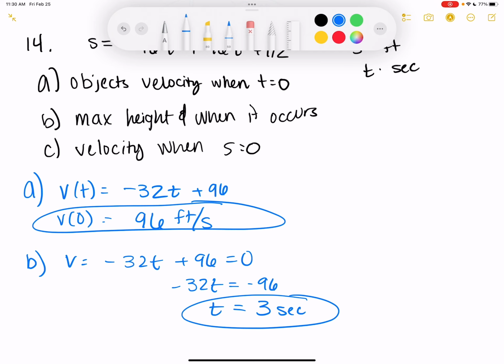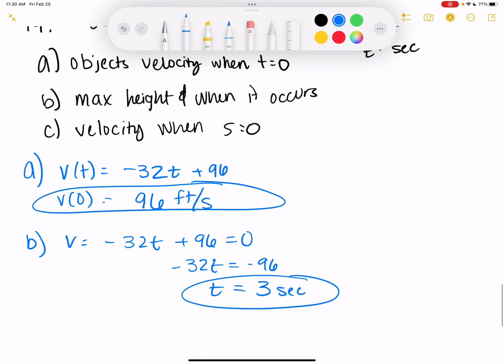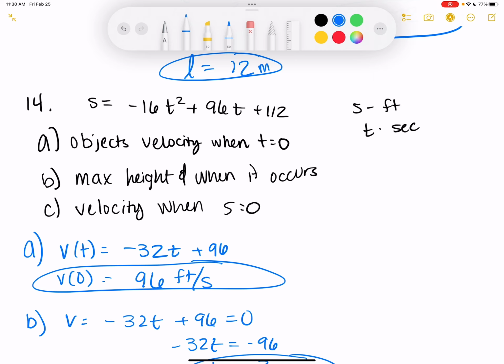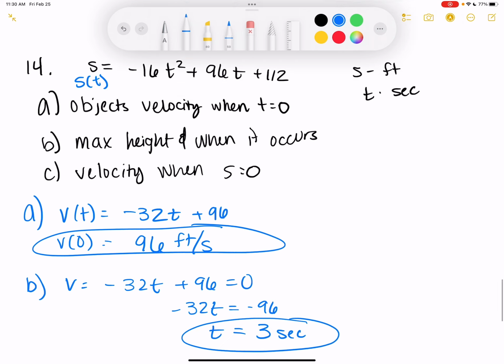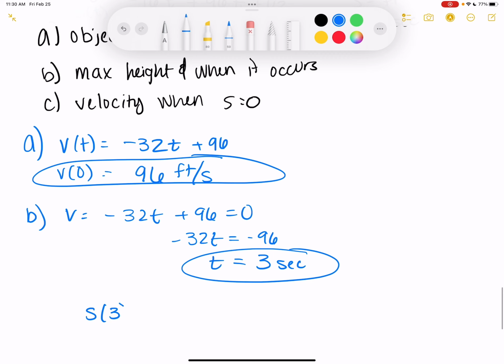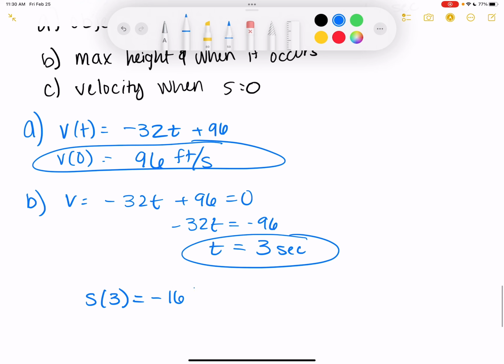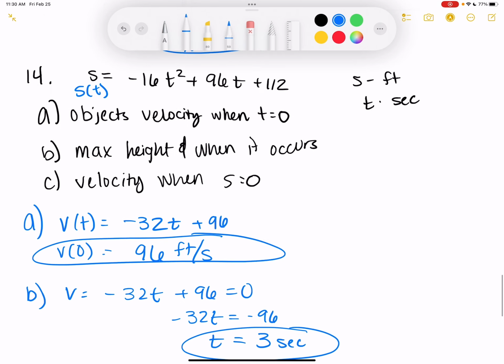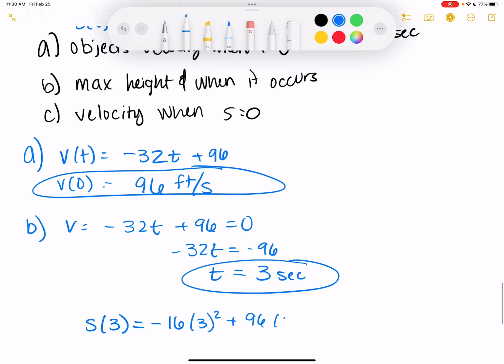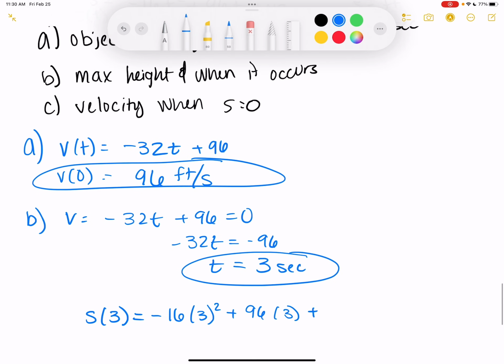So now we need to go back and find the height. To do that, we need the position function. We're going to take this time and put it in here. This really could have been written as S of t. So S of 3 is equal to negative 16 times 3 squared plus 96 times 3 plus 112. And I'm going to let y'all put that one in your calculator because that doesn't seem like something I want to do in my head.